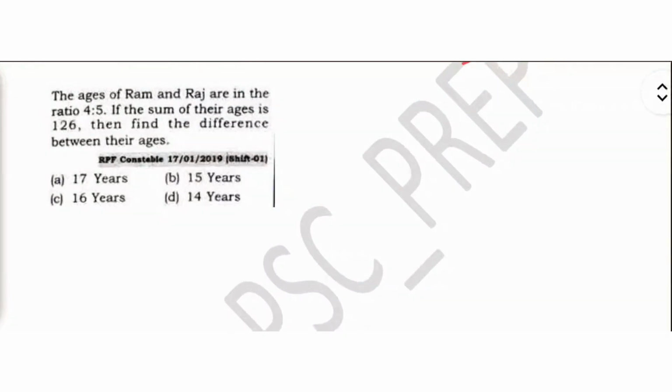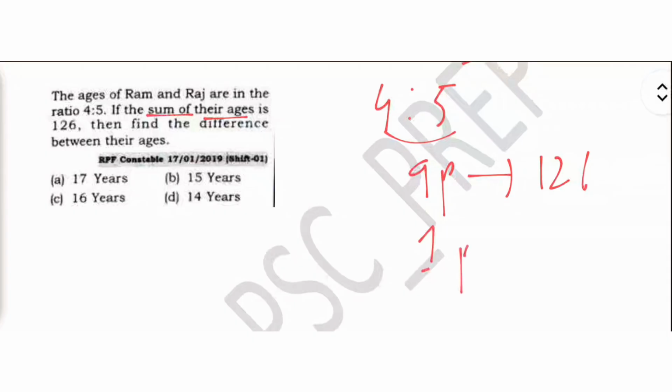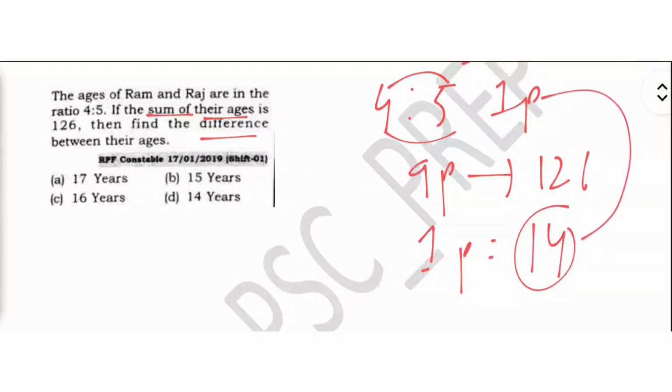The ages of Ram and Raj are in the ratio 4 is to 5. If the sum of the ages is 126, then find the difference between their ages. This is nothing but 9 parts is given as 126, because they have told us the sum of the ages. One part is how much? 9 ones are 9, 9 fours are 36. Okay, we need to find the difference between the ages. What is the difference between them? It is one part, and one part is nothing but your 14 years only. Simple.